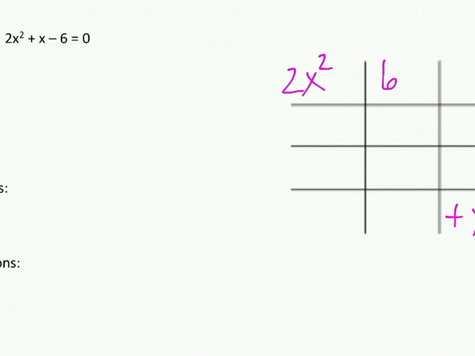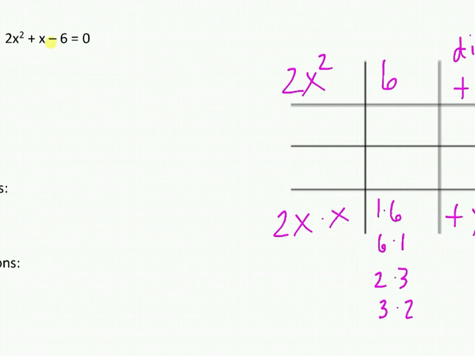I look at my last sign, which is a minus, which tells me my signs will be different. I know one of them has to be a plus, one of them has to be a minus. My factors of 2x squared are 2x times x. My factors of 6 are 1 times 6, 6 times 1, 2 times 3, 3 times 2. Well, there's only one option here, so go ahead and fill that in.